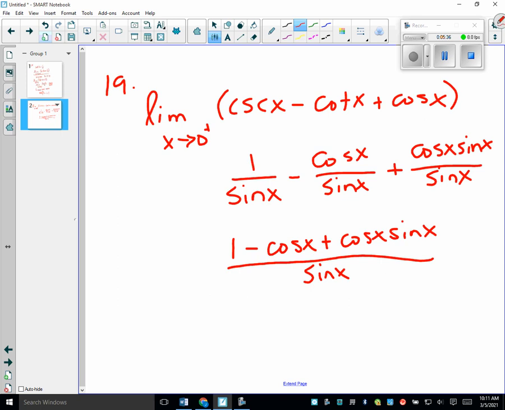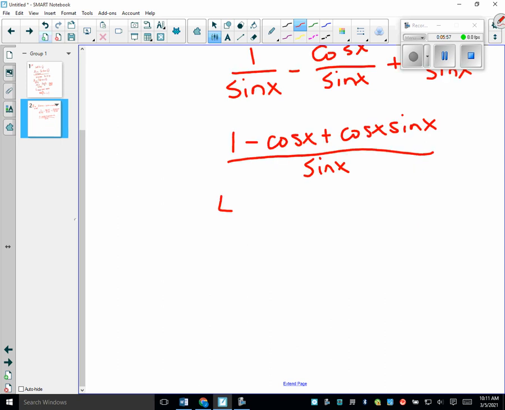Okay, now plug in 0. What do I get? 0. Sine of x is 0. 1 minus 1 is 0. It's 0 over 0. So I'm going to use L'Hopital's. Okay?